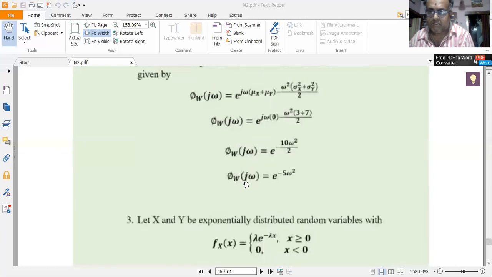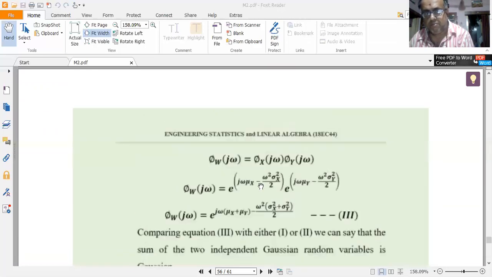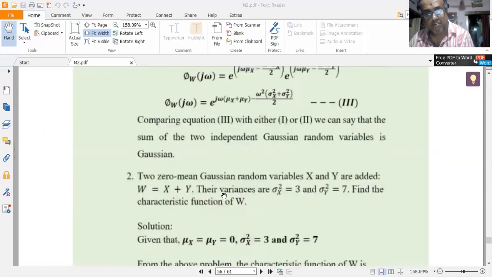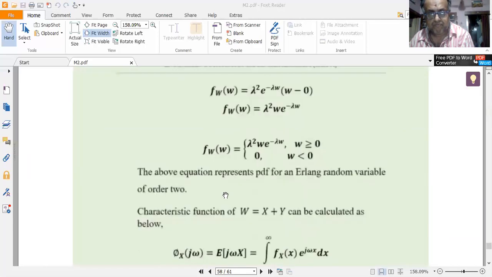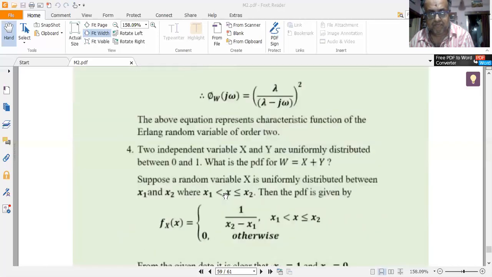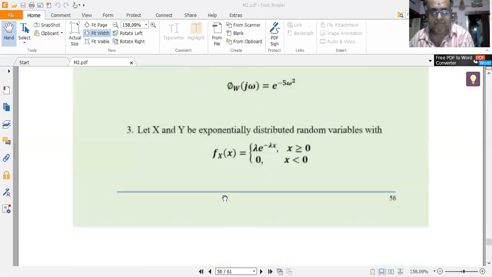Okay. So this is the solution of problem 2. But please remember the problem 1 solution, very, very important. Next we shall go for problem 3.